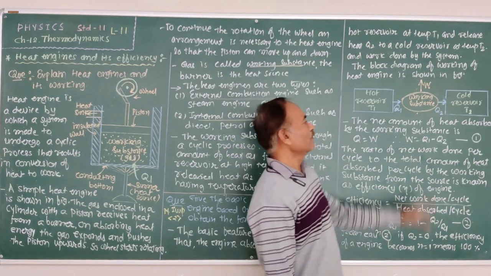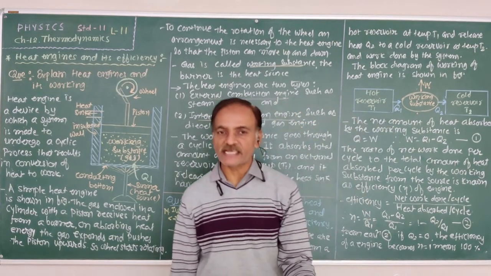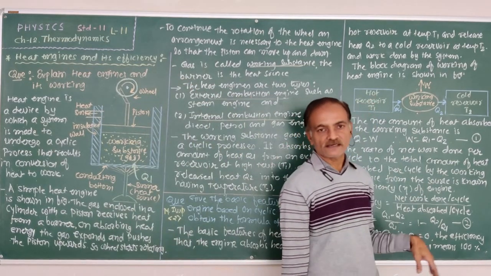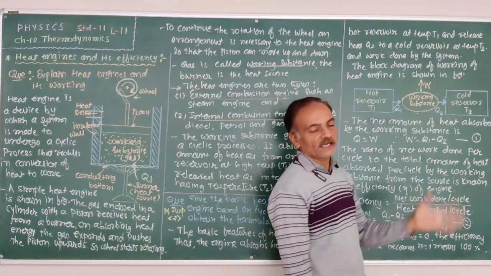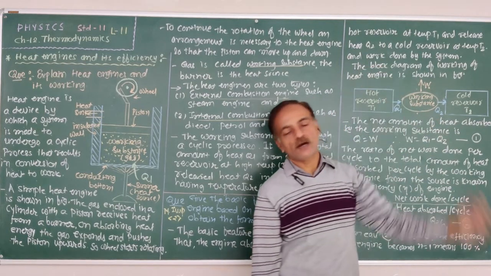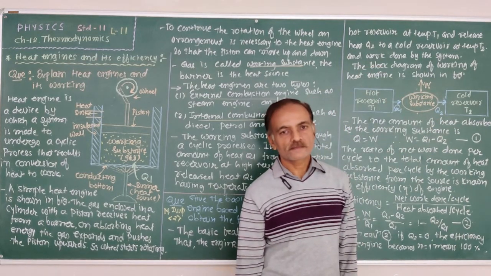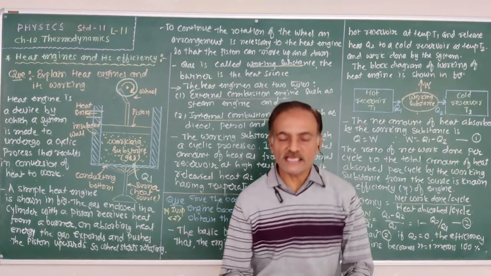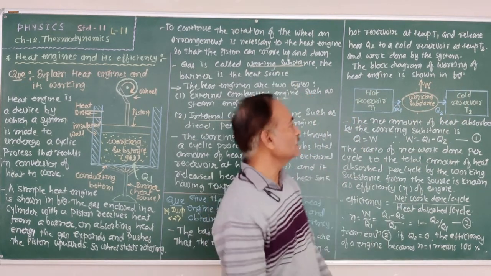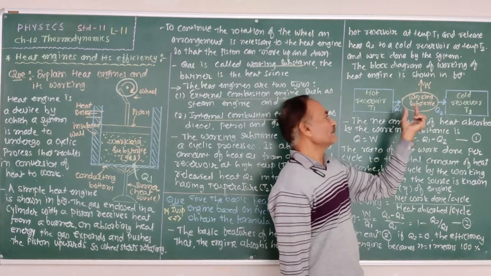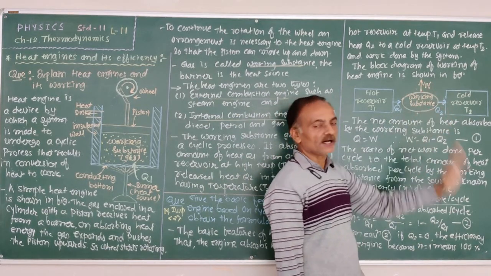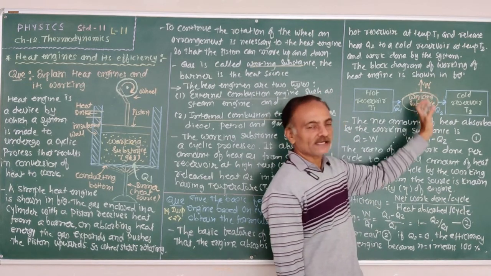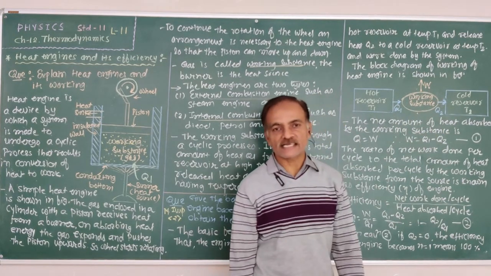Q1 amount of heat is absorbed by the working substance from the hot reservoir, which is at temperature T1. Some part of the Q1 is utilized to do the work W, and the remaining heat energy is released in a cold reservoir, which is kept at T2. That means Q1 is equal to W plus Q2. Some part is utilized to do the work and the remaining part is released as Q2.